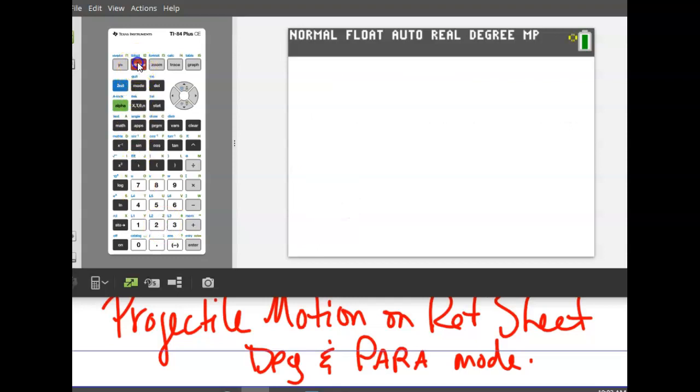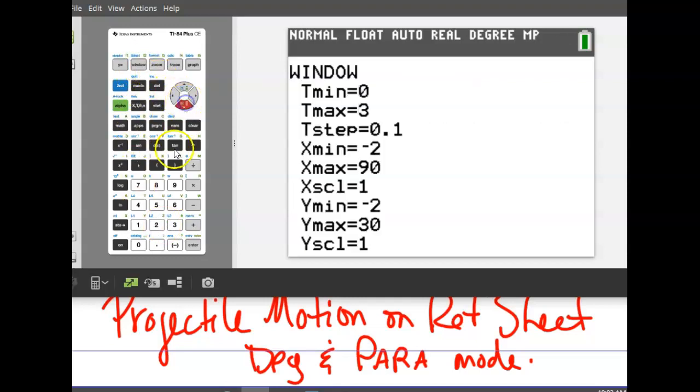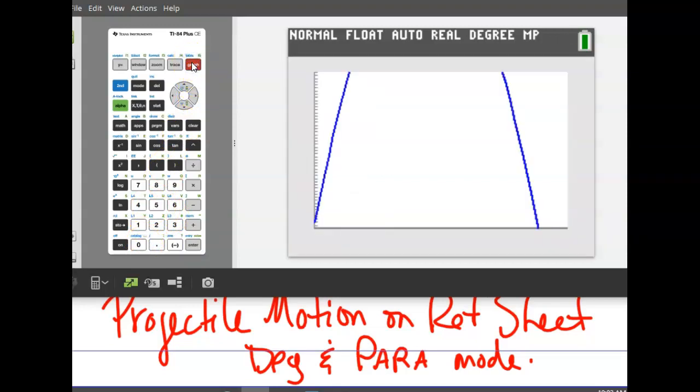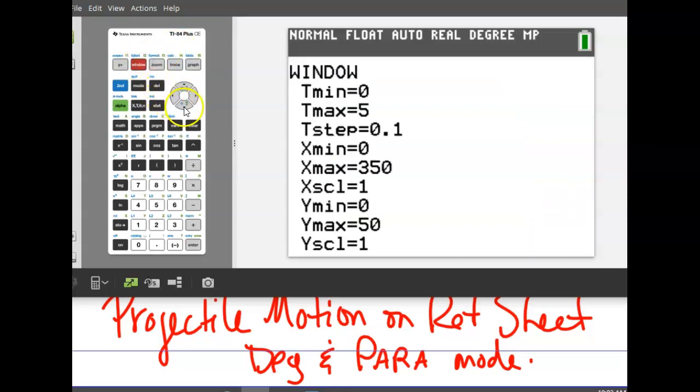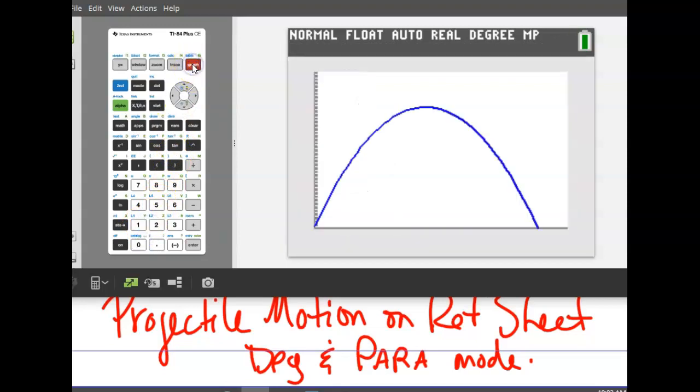All right, so go to window. We said 0 to 5. Your t-step should be 0.1. And then I think I originally said 350. And did we say 50 for the height? Let's just see if that's close. Whoa, the 350 is okay. The time, it does come back down. But the Y max needs to be more. I'm going to try like 120 just so it doesn't go off the top. Okay.